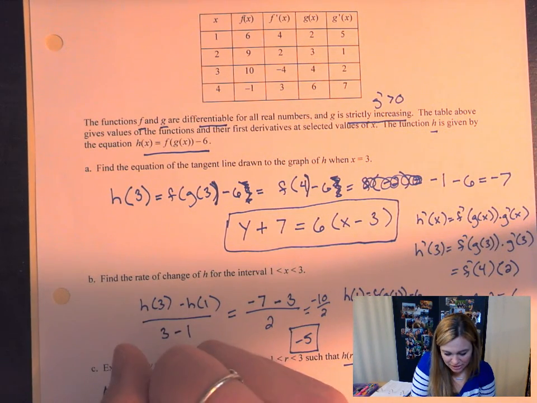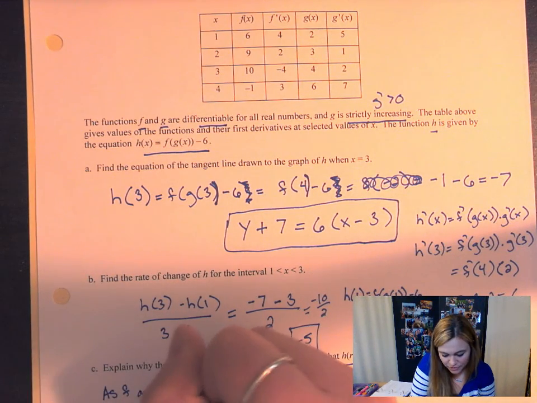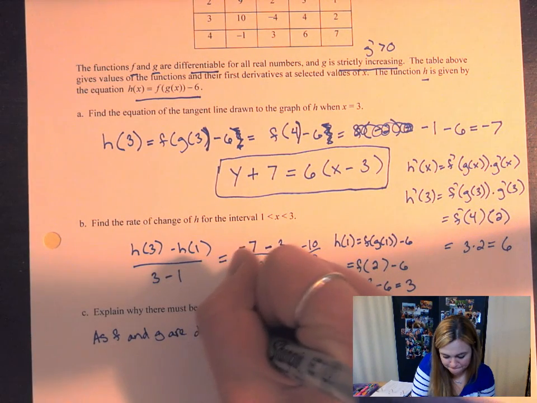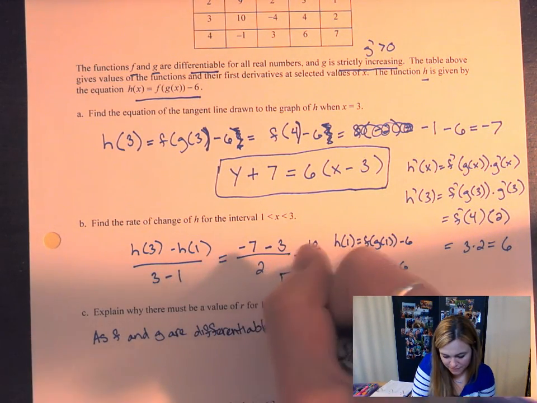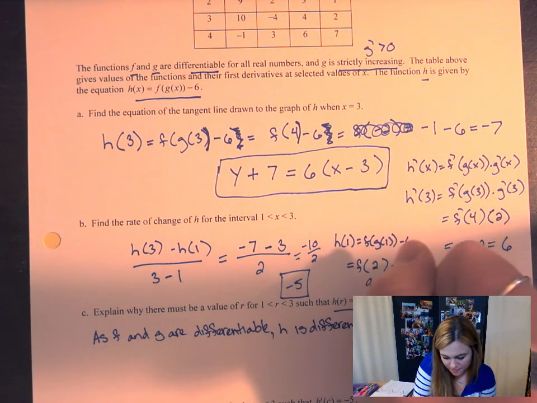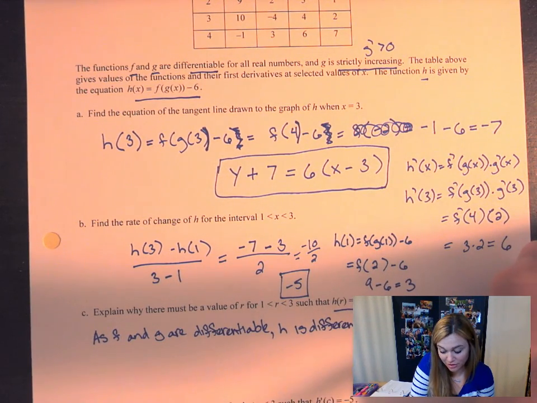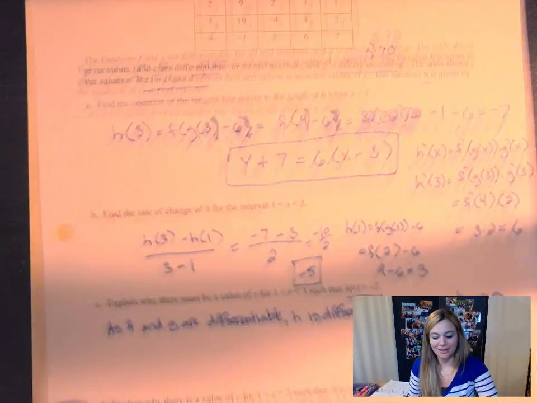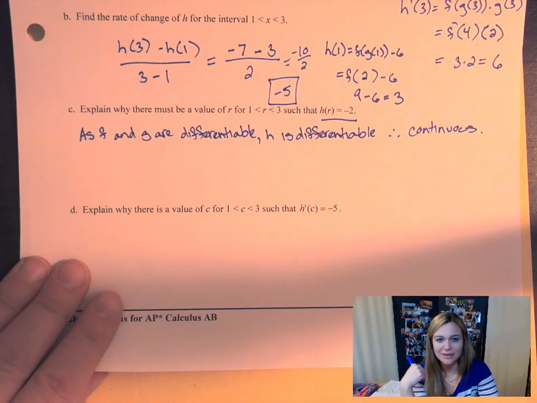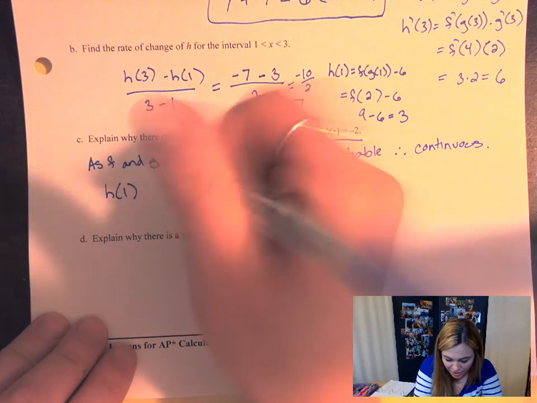First, is this function differentiable or continuous? Well, I'm going to say as f and g are differentiable. That was given. H is differentiable, therefore continuous. So really important: every theorem needs continuity in some way. Did you think of the theorem yet? Which one this is? Intermediate value theorem.